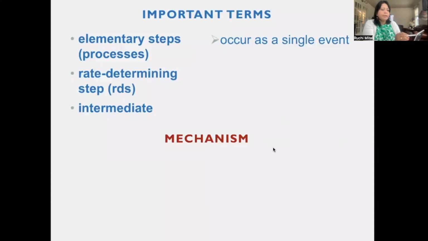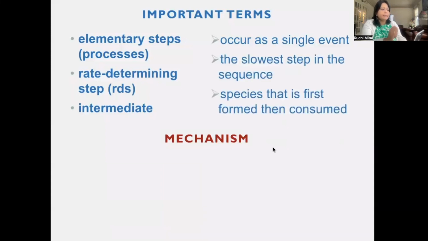So what is an elementary step? It occurs as a single event. The rate determining step is the slowest step in the sequence, very important. So the rate determining step is the slowest step in a reaction. An intermediate is a species first formed and then consumed later on. We will work on how we can identify these different parts in a reaction mechanism.